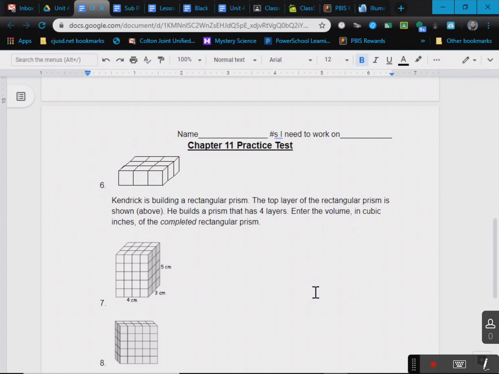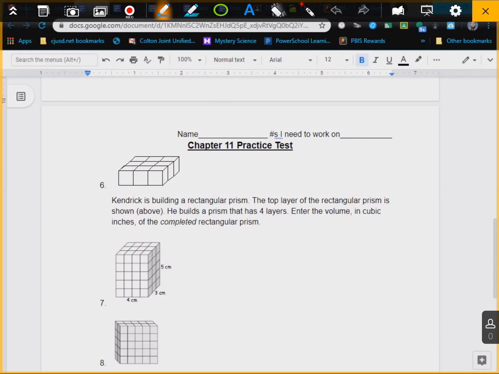Okay. Let's go ahead and do number 6. Number 6 says, Kendrick is building a rectangular prism. The top layer of the rectangular prism is shown above. And he builds a prism that has 4 layers. I'm going to underline that because that's going to tell me how many layers of this there are. There's 4. That means my height is going to also be 4.